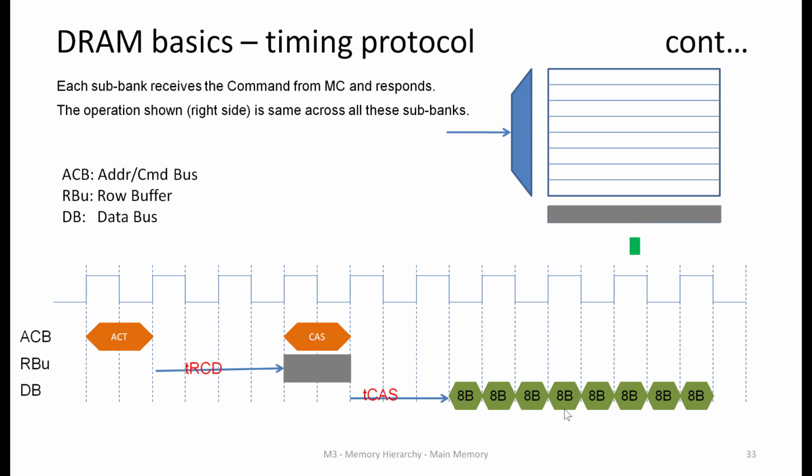Together, this forms our 64 bytes of column. To transfer these 64 bytes, we need 8 cycles, 8 data bus cycles or 4 address bus cycles. That is given by the T burst.